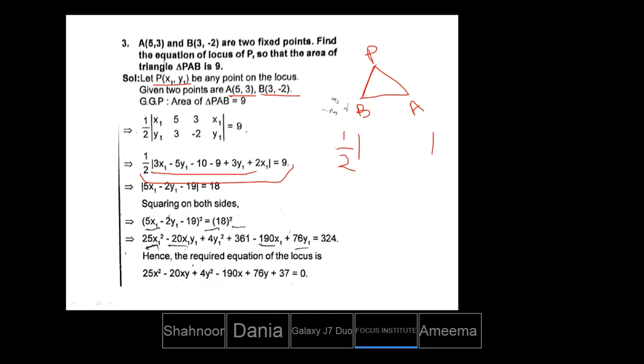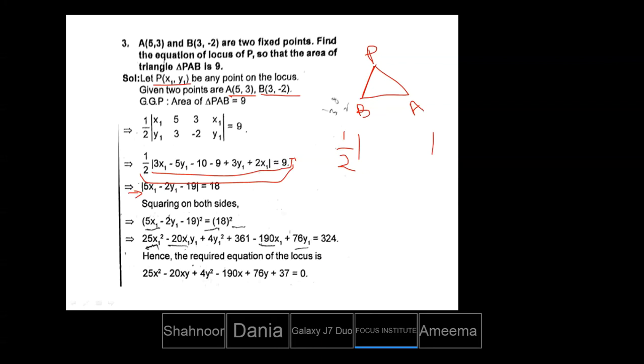Multiply, take this 2 to this side. Okay, this is in division, right? So it will go to multiplication. So 2 nines are 18. Then simplify this equation, you will get 5x1 minus 2y1 minus 19 is equal to 18.